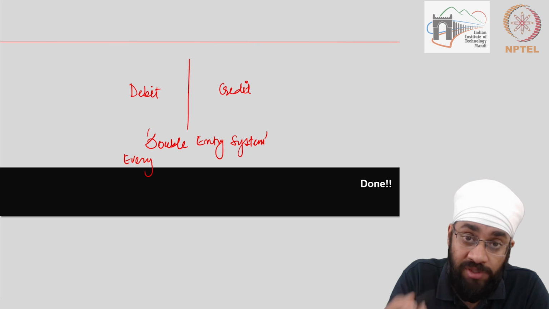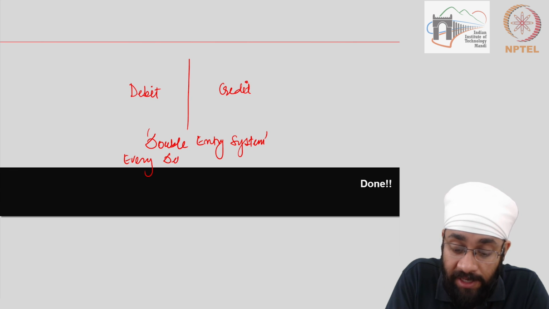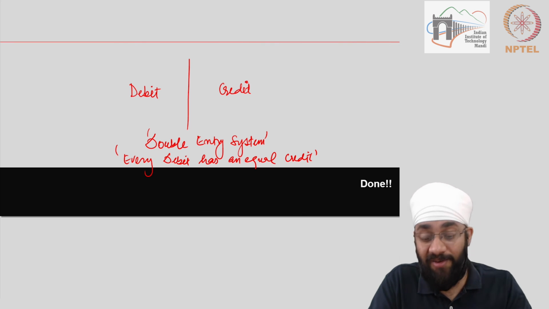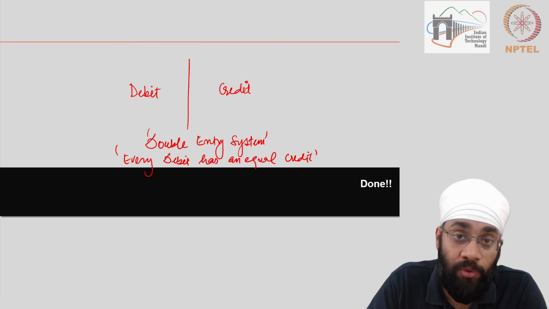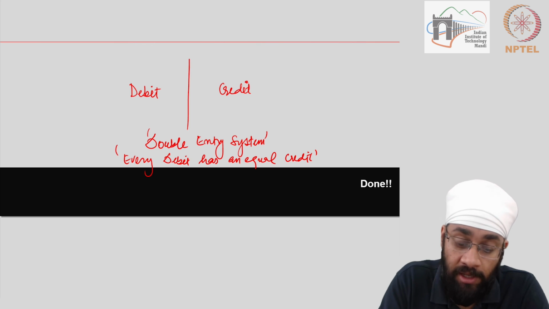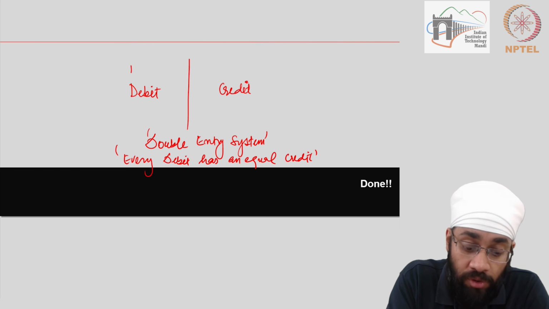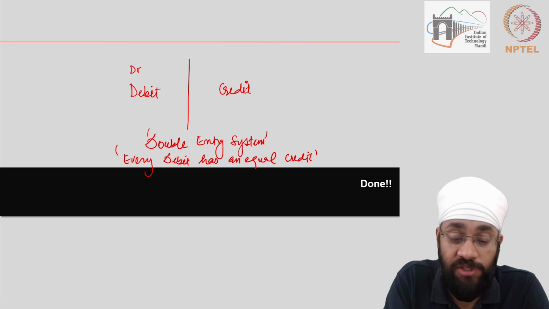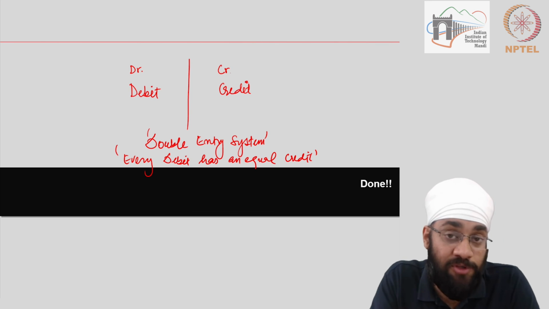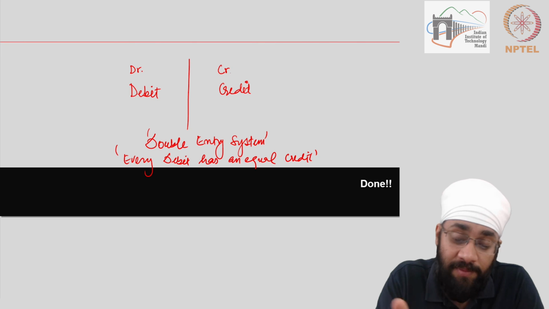Since I say these are two sides of the same coin, every debit has an equal credit. This is another saying, not a saying, but a scientific truth, based upon which the double entry system is run. Debit is also represented by a short form, which is DR, and credit is represented by CR. You must have also seen this in the SMS that you receive from the bank.